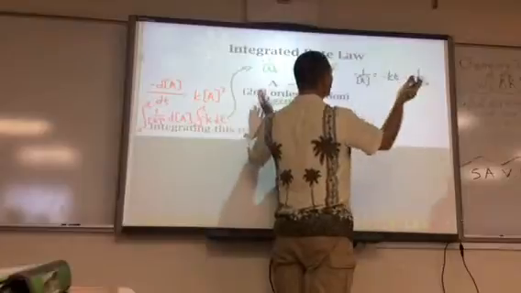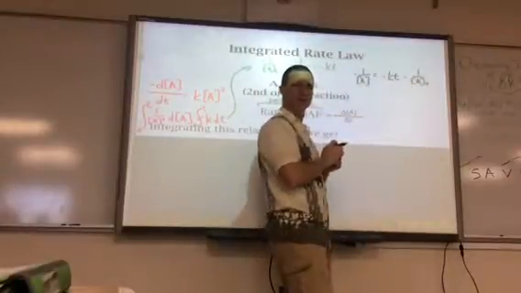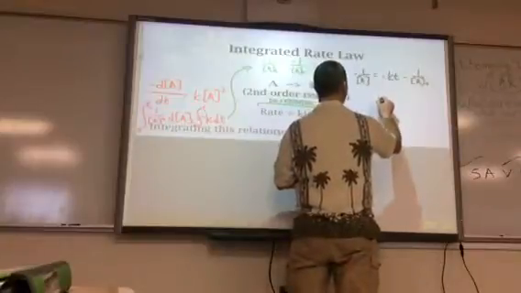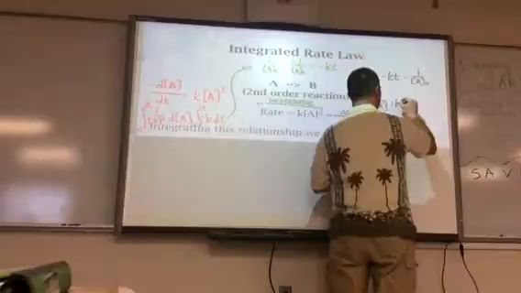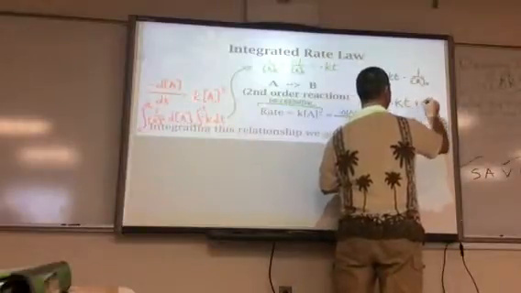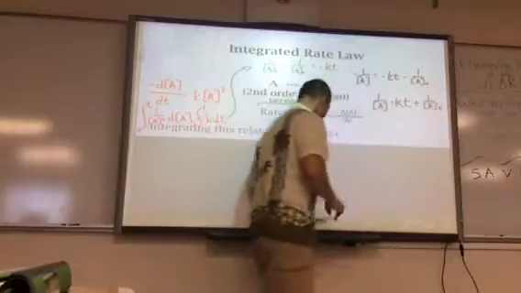And it looks like I've got all negatives in all three terms. So I'm just going to multiply the whole thing through by -1 and make it like this. 1 over concentration of A equals positive kt plus 1 over A0.